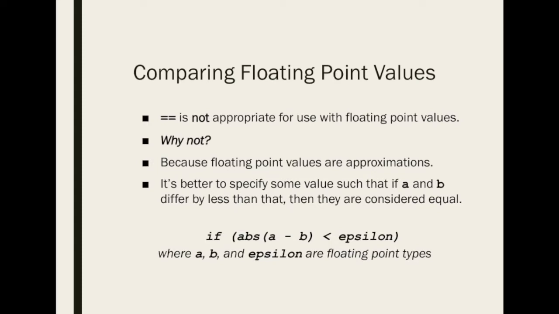So you could have something like if the difference between A and B was less than 0.01 or something like that. So notice here that I'm using absolute value because A minus B could have come back to be negative. So I'm just using the absolute value function here to handle the negative values.